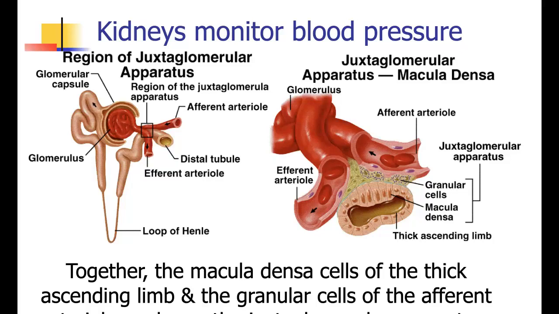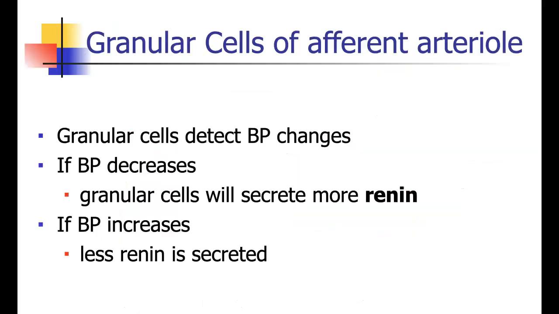But you can look and see where it's essentially the junction of where you have some tubules and some blood vessels. Okay. And these granular cells of the afferent arteriole are blood pressure detectors. So the granular cells detect blood pressure change. And if blood pressure decreases, those cells will secrete more renin. If blood pressure increases, they secrete less renin.